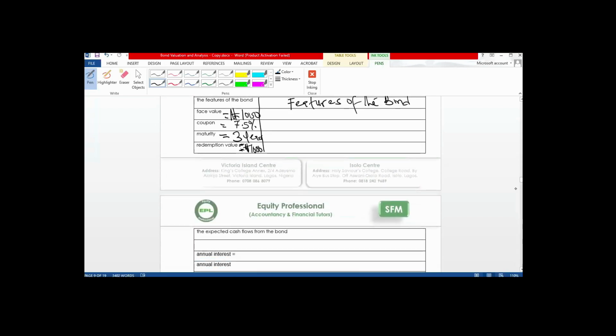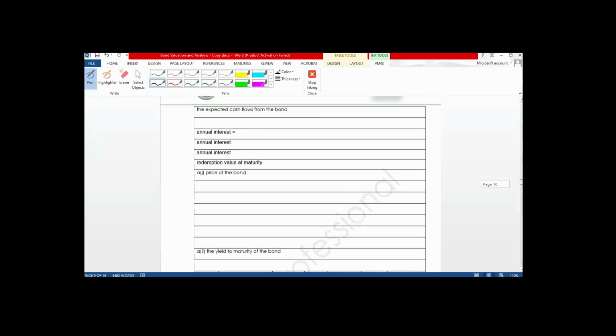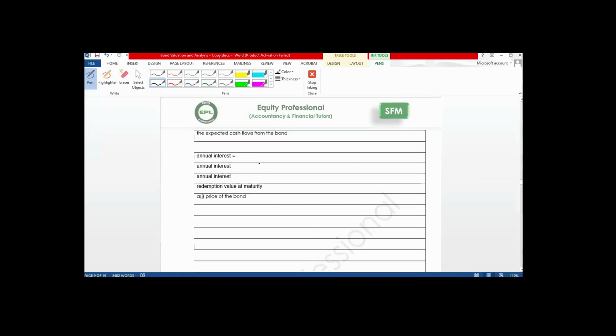Next, let us determine the expected cash flows from the bond. The next working is the calculation of the expected cash flows from this bond. Annual interest, 7.5% of the face value. Please compute. That will give me 75 naira in annual interest. Again, 7.5% of the face value will give me 75 again.